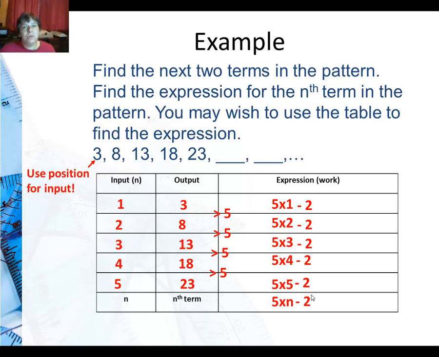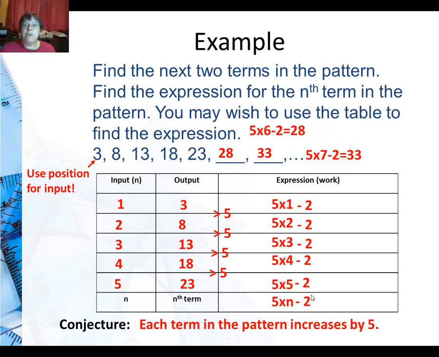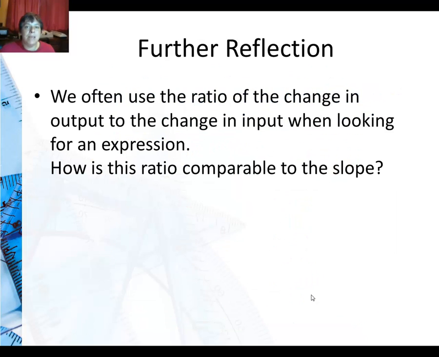So now I can use this to find the next 2 terms. I'm going to look for the 6th position. So 5 times 6 minus 2, which is 28. And the 7th position, 5 times 7 minus 2, which is 35 minus 2, or 33. So the conjecture, the statement, my belief on this pattern is that each term in the pattern will increase by 5.